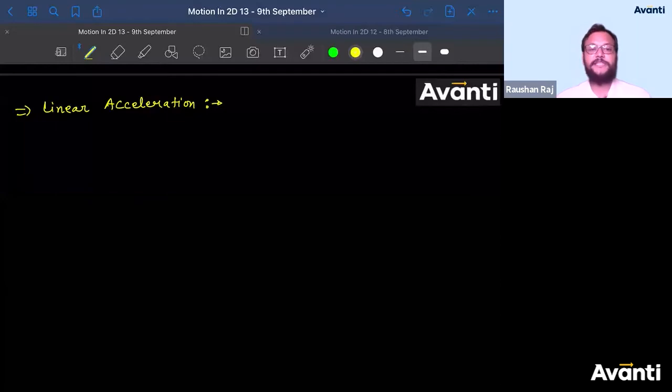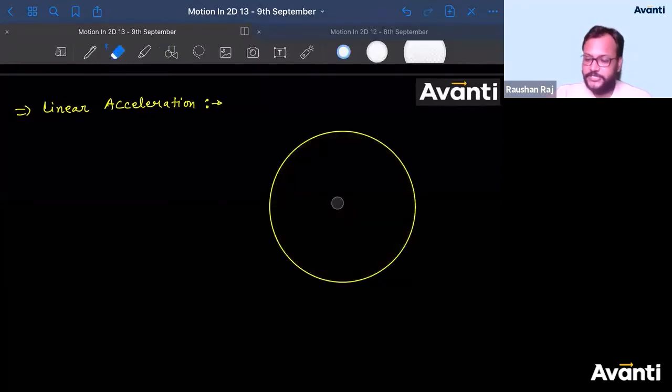Yeah, answer is no. You can never ever get zero acceleration, zero linear acceleration in circular motion. What is the reason behind that? Because if a particle is undergoing circular motion, the direction must change.